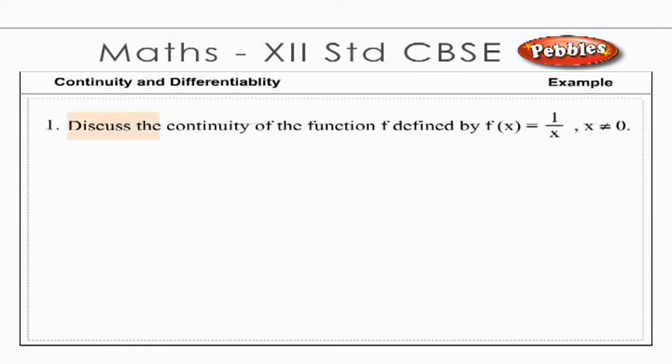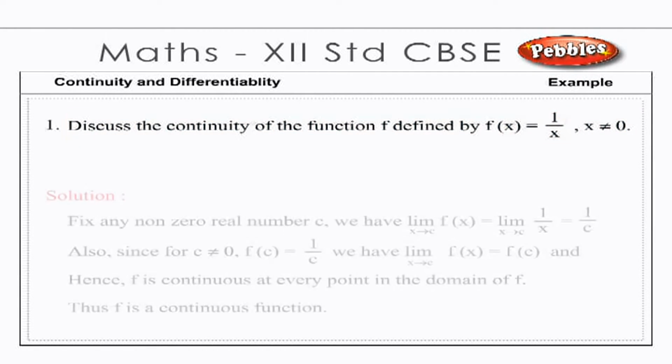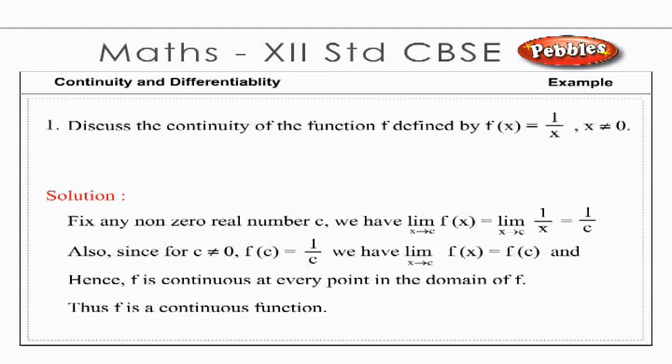Example: discuss the continuity of the function f defined by f of x equal to 1 by x, x not equal to 0. Solution: fix any non-zero real number c. We have limit x tends to c of f of x equals limit x tends to c of 1 by x, equal to 1 by c. Also, since for c not equal to 0, f of c equals 1 by c, we have limit x tends to c of f of x equal to f of c, and hence f is continuous at every point in the domain of f. Thus, f is a continuous function.